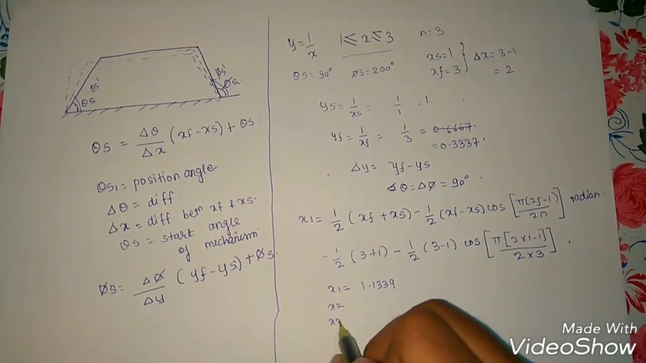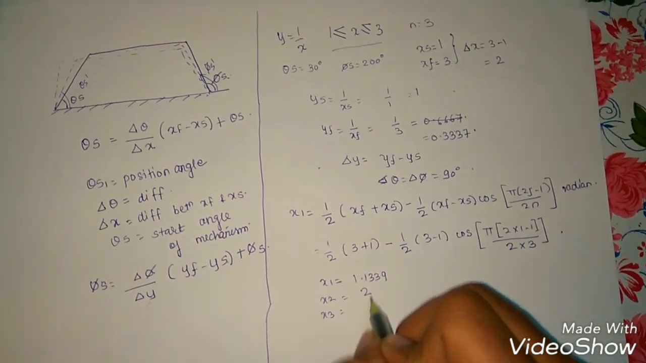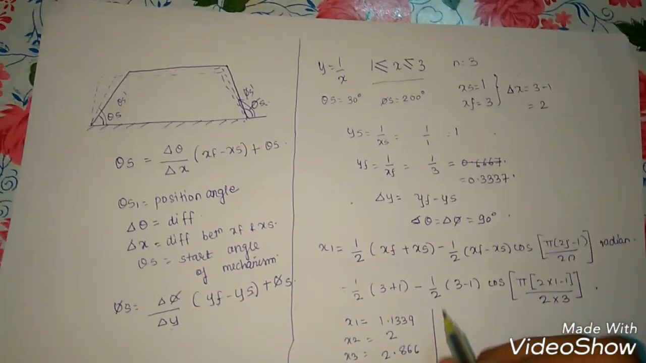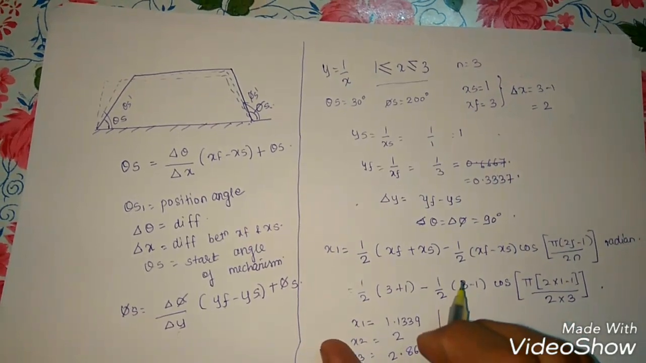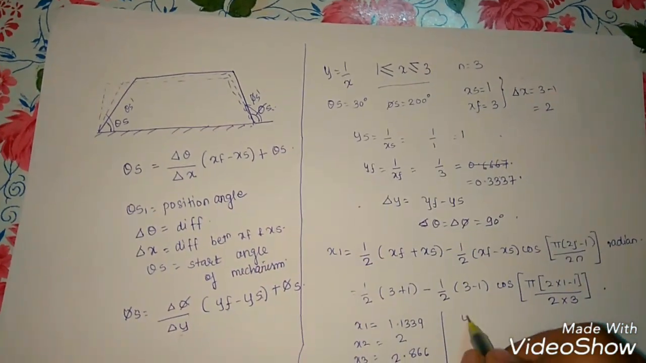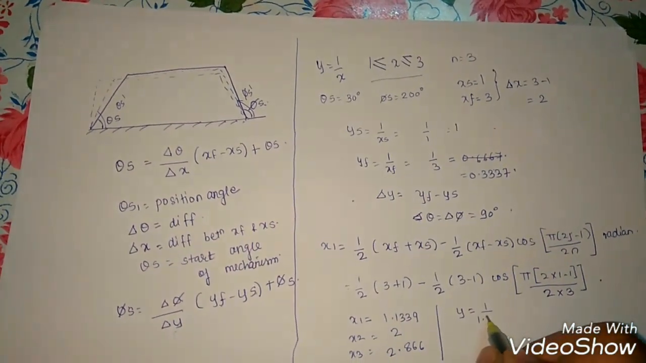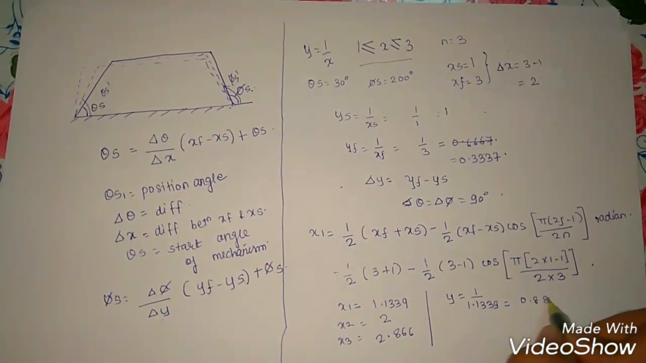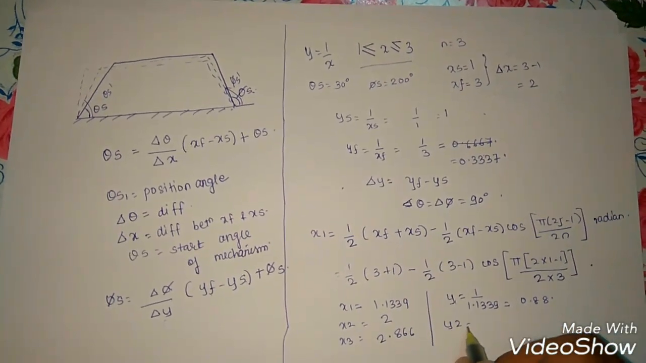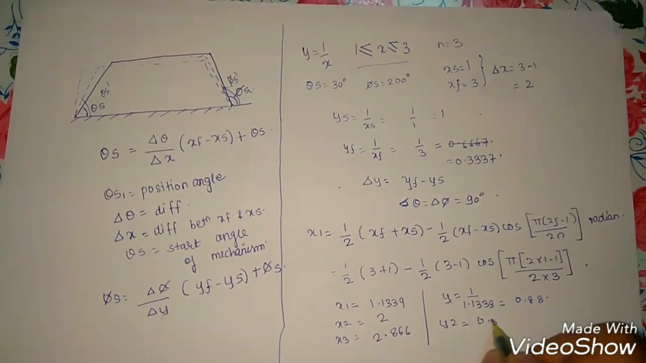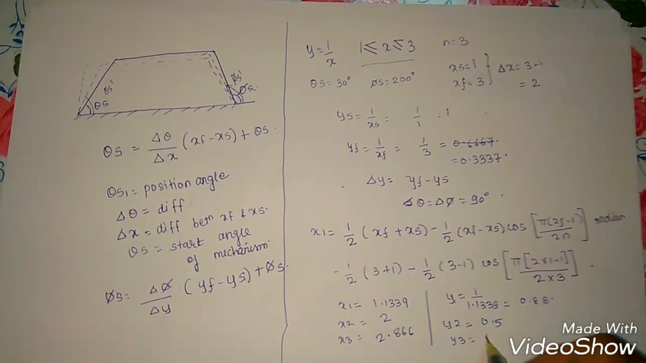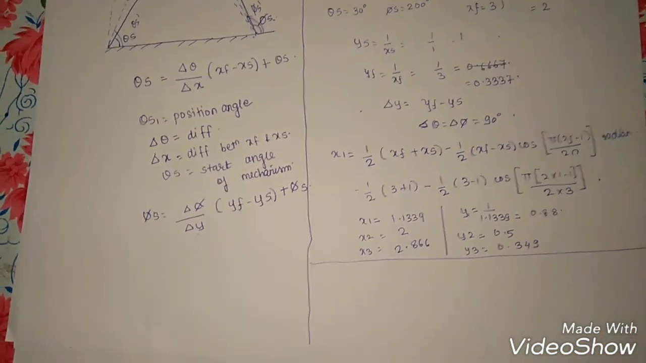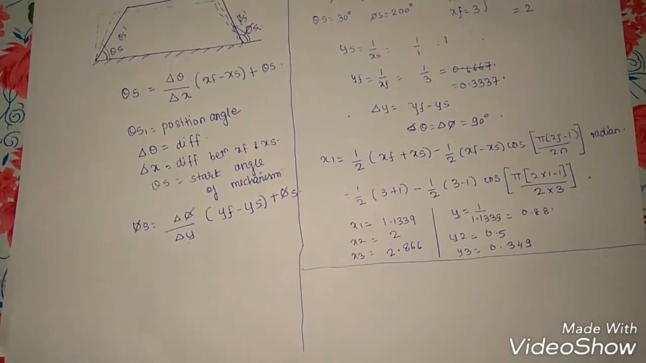Similarly, x2 and x3 will be 2 and 2.866. If we put the values of x1, x2 and x3 in y, we will get y1 equal to 1 upon 1.1339, which is equal to 0.88. y2 is equal to 0.5 and y3 is equal to 0.349. So in this way, half of our numerical is almost over.